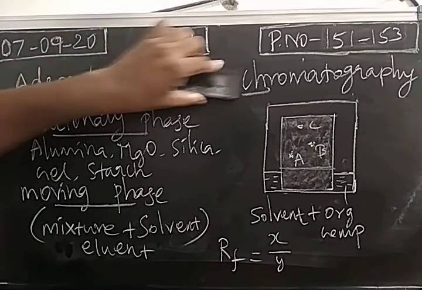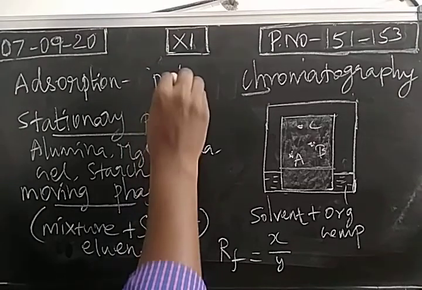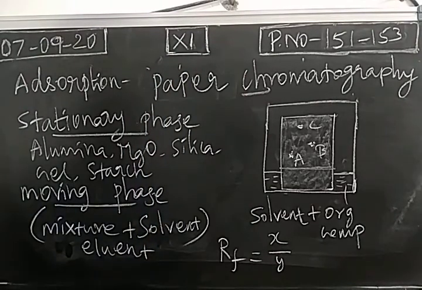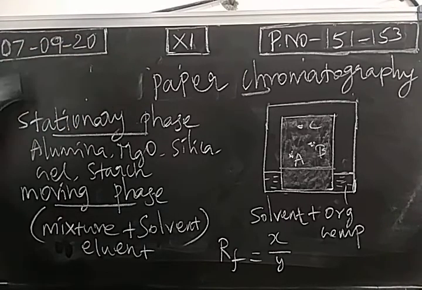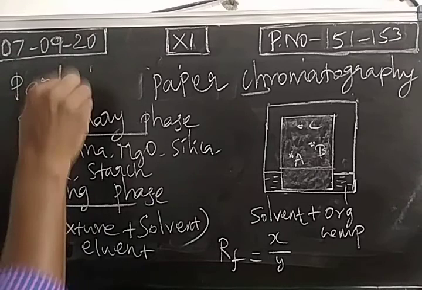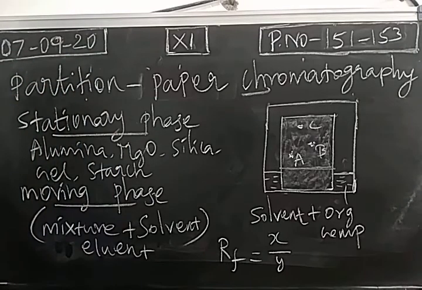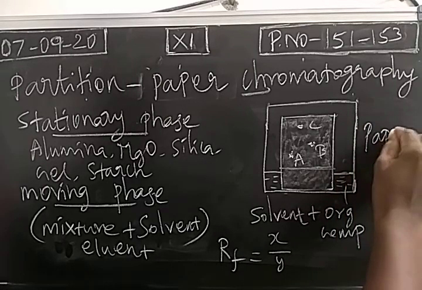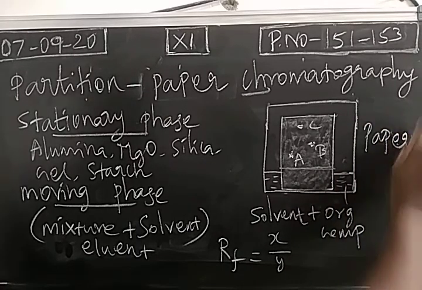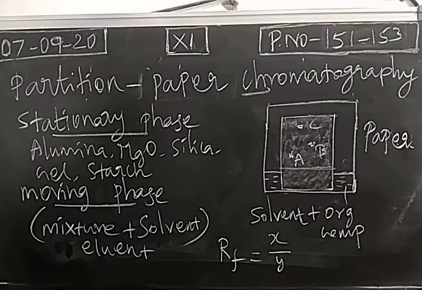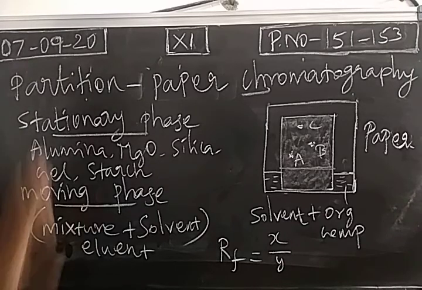Next one is paper chromatography. Third 3-mark question. Paper chromatography. So here the principle is partition. Partition principle. So this is called partition chromatography also. So here the principles are same, but instead of TLC plate, we will use paper. So the paper is called a chromatographic paper. Okay. So we will use chromatographic paper. The same principle.